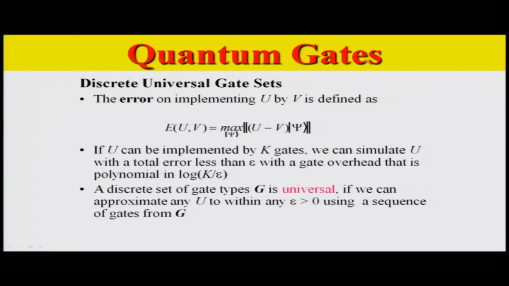So, in order to have discrete universal gate sets, the error on implementing say a particular unitary operator u by another v can be defined in this kind of a functional form, and if we can have u gates that can be implemented by k gates, then we can simulate that many unitary gates with a total error less than eta with a gate overhead that is polynomial in the order of log k over e. Now, these kinds of work with their proofs are parts of theoretical approaches to quantum computing, which is beyond the scope to some extent of this course.